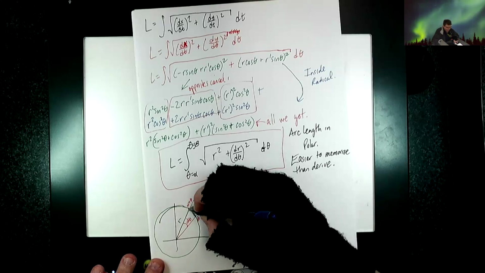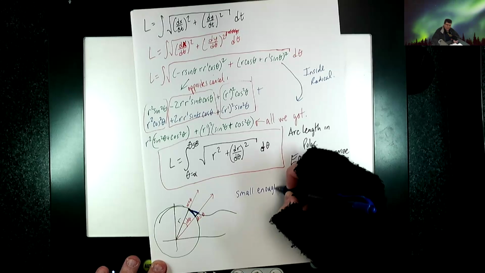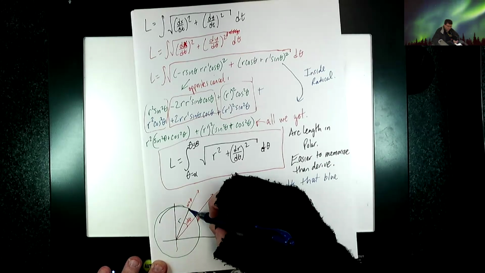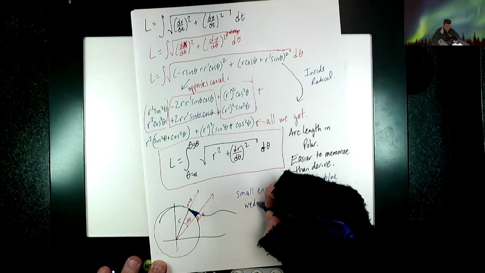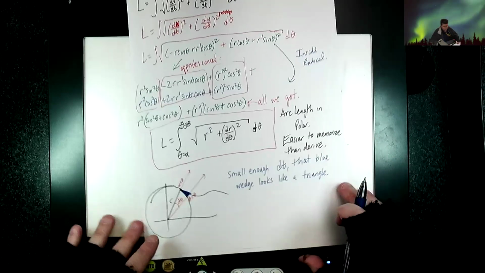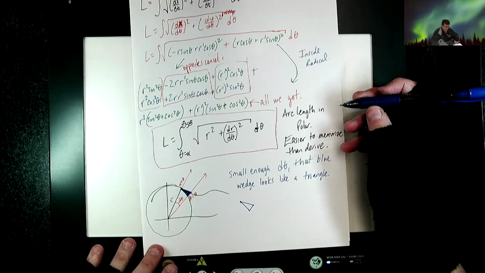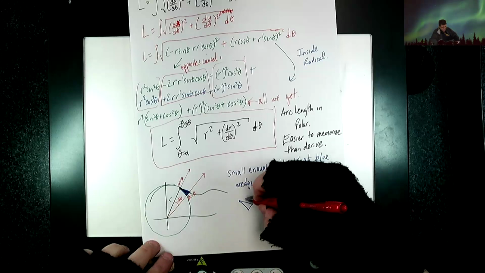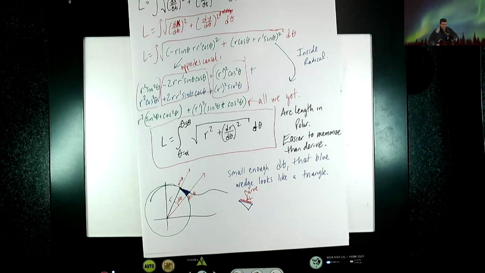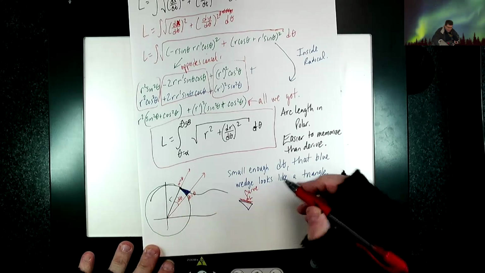And for small enough d theta, that blue wedge looks like a triangle. I'll try to put it at the same tilt, like that. This part was along our curve, so that's going to be our dL. It's part of our arc length, a little segment of the L. This slice here was along the radius, so this slice here is a dr.